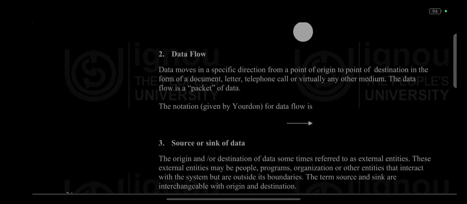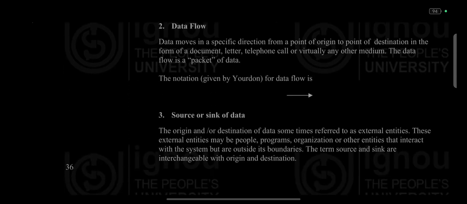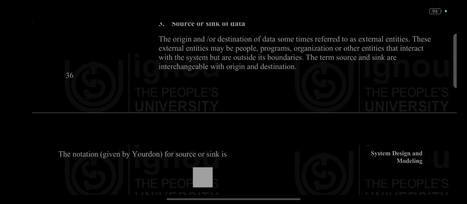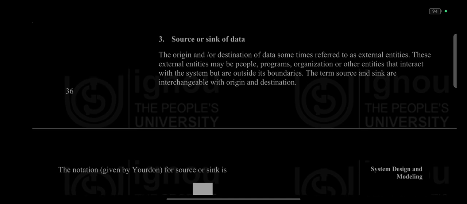Data flow. Data moves in a specific direction from a point of origin to a point of destination in the form of a document, letter, telephone call, or virtually any other medium. The data flow is a packet of data. The notation given by Jordan for data flow is an arrow. Source or sink of data: the origin or destination of data, sometimes referred to as external entities.